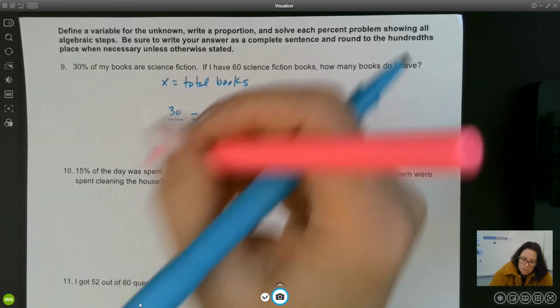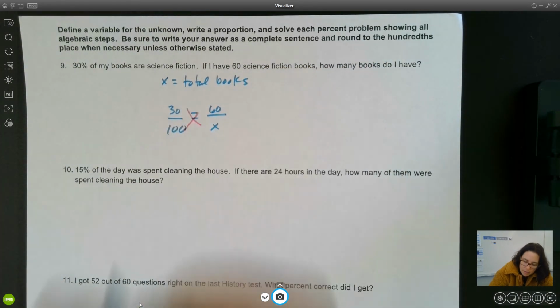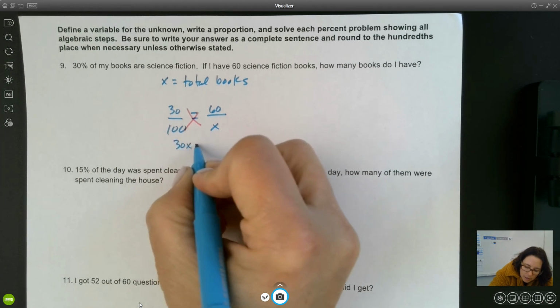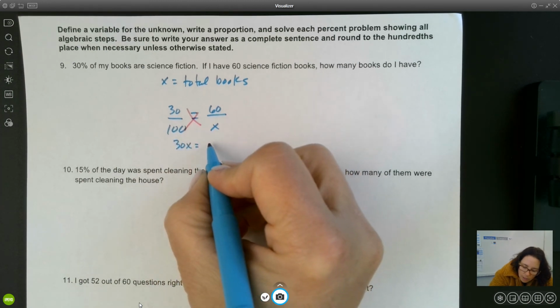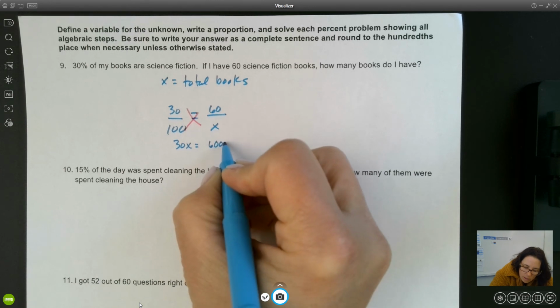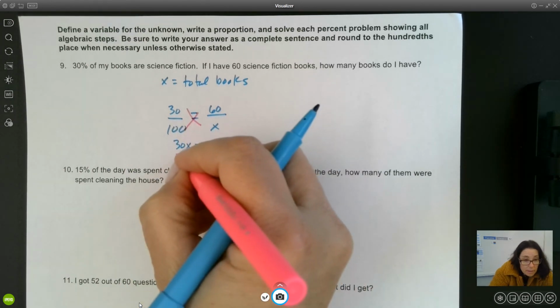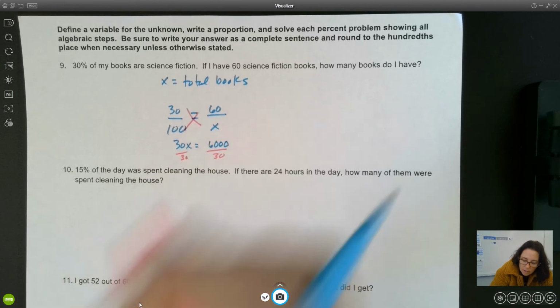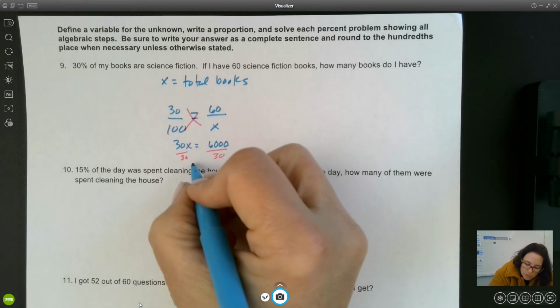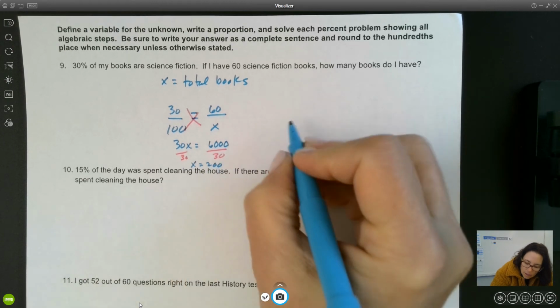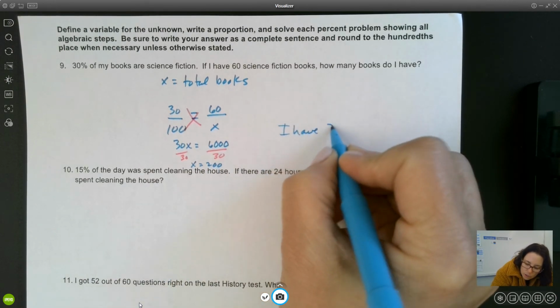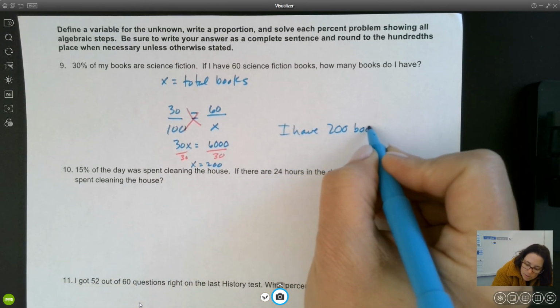Then we're going to cross multiply: 30x equals 6,000. Then we're going to divide by 30. And we're going to get x is 200. So I have 200 books.